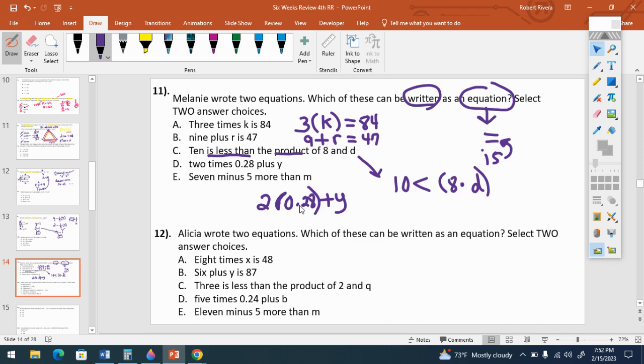2 times 0.28 plus y. Never did they mention is. 10 is something. So this is for sure not an equation.